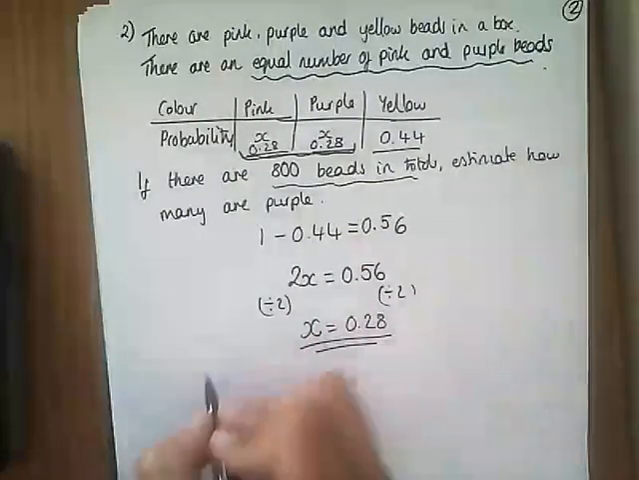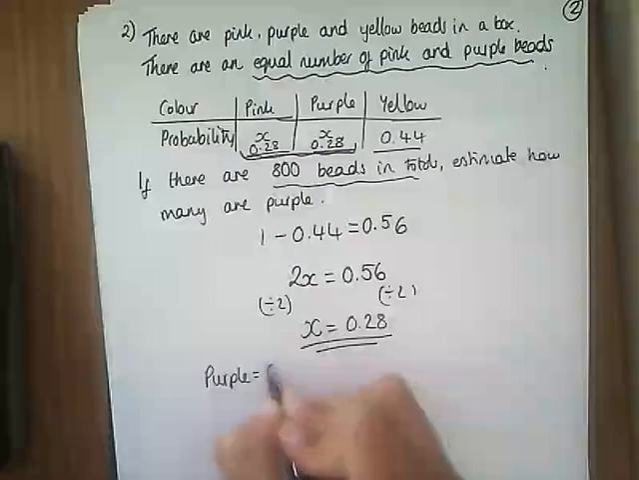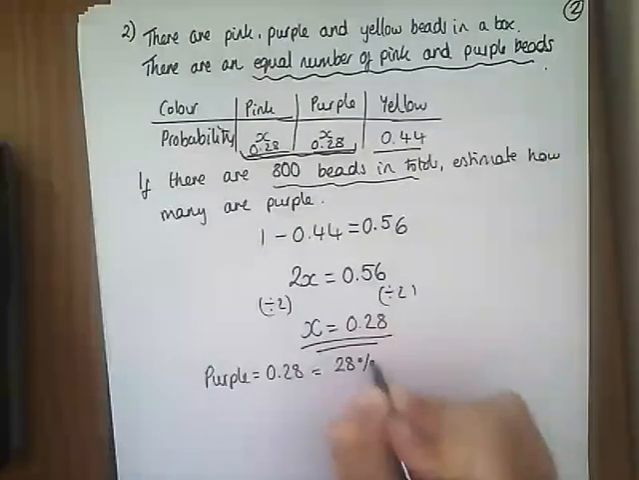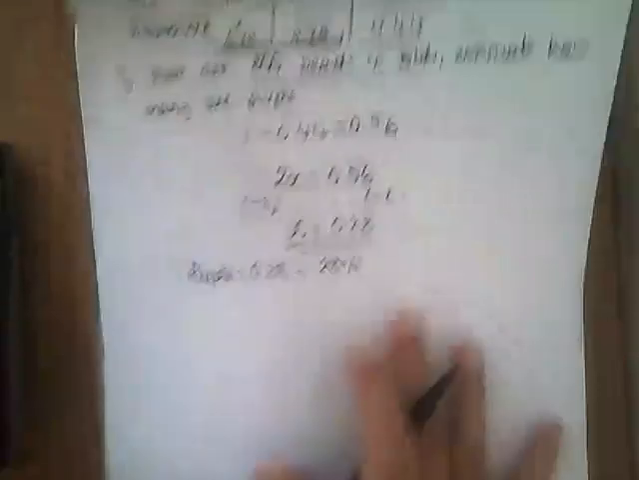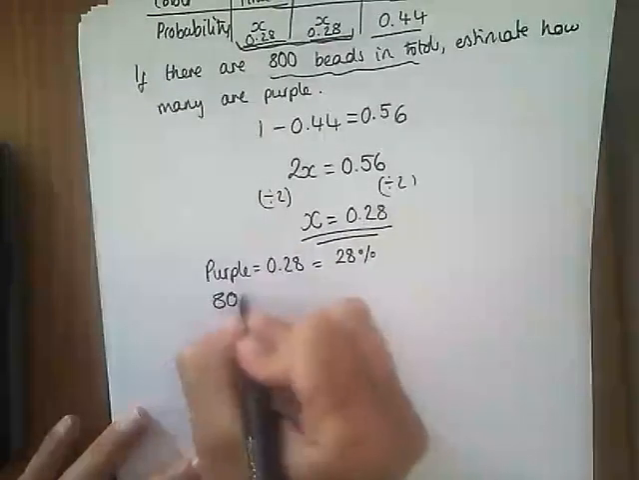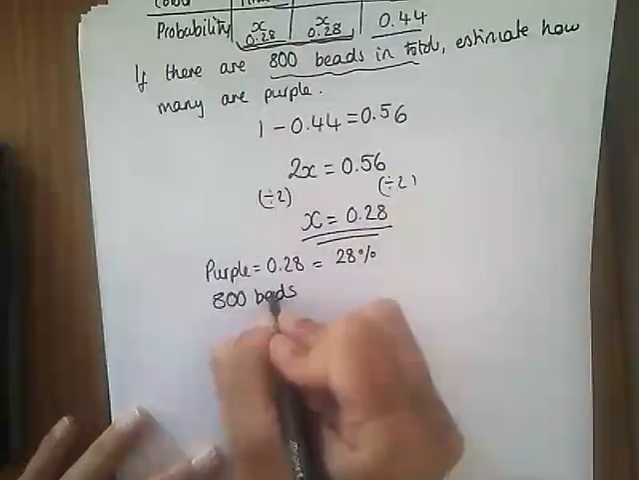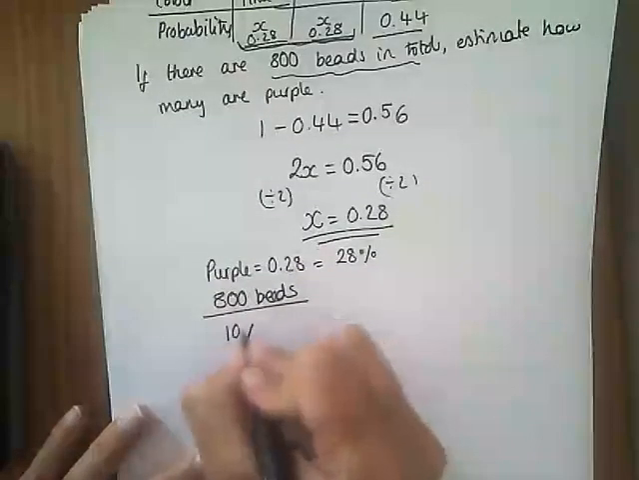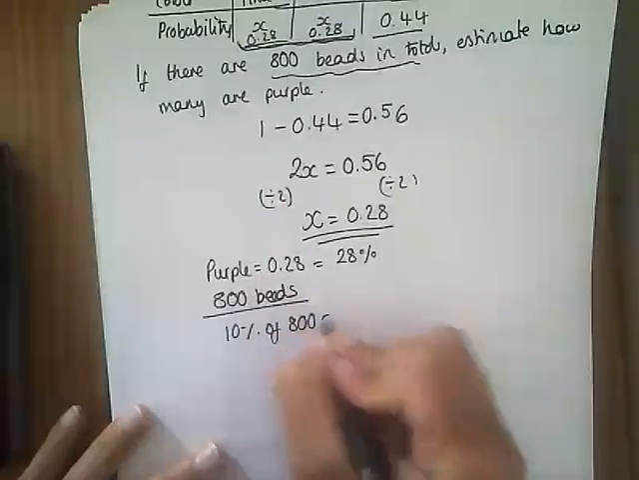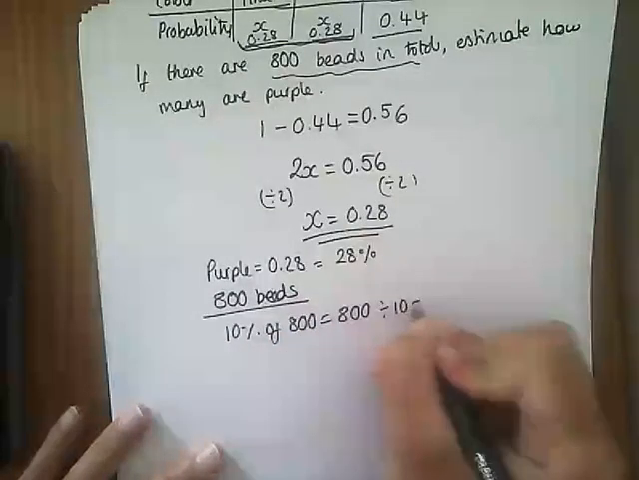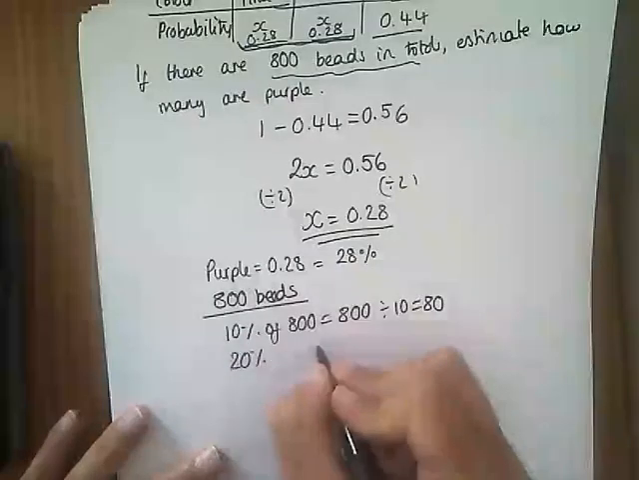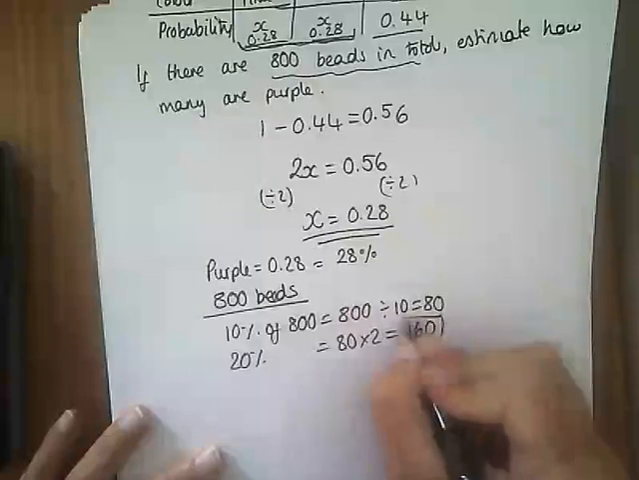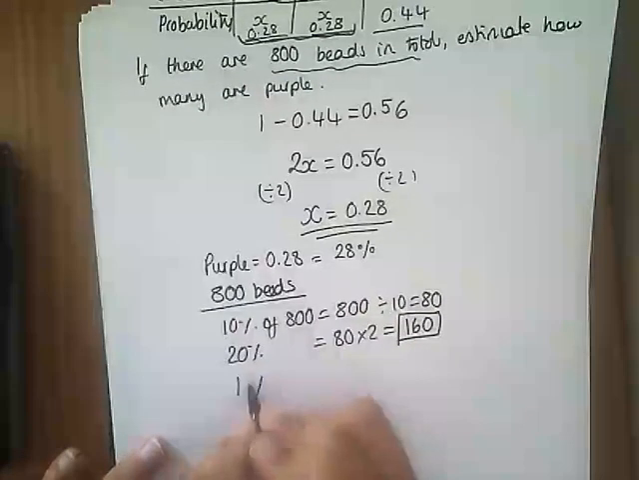Okay, so purple, we've just worked out, has a probability of 0.28. Now I like to write that as a percentage, so I'm going to say, okay, that's 28%. I've got 800 beads in total. So I'm going to have to find 28% of 800. So 10% of 800 is 800 divided by 10, which is 80. 20% is going to be double that, 80 times 2, because it's 2 lots of our 10%. So 20% is 160.